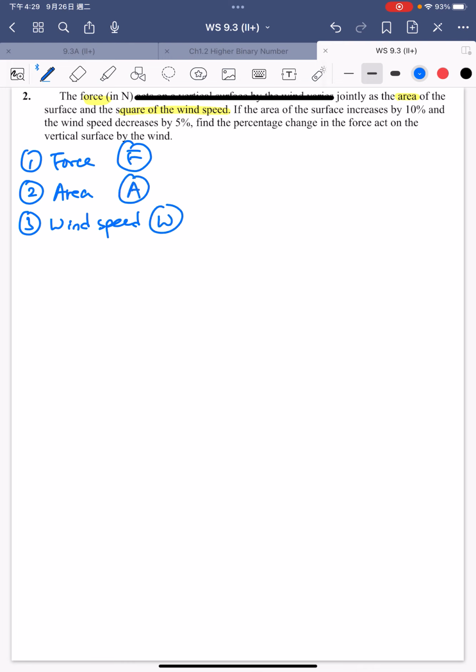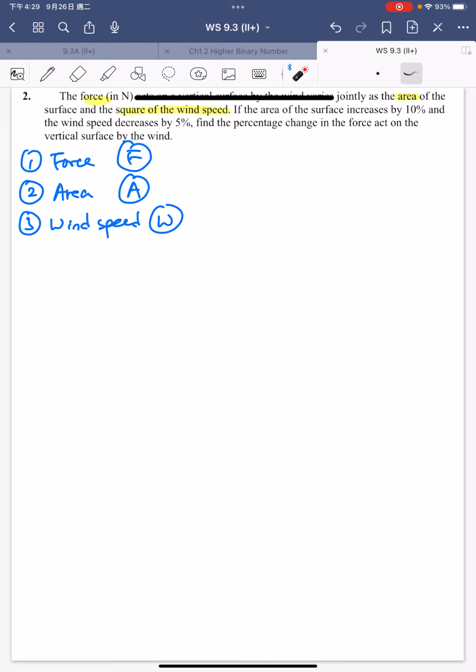So the force varies jointly as the area and the square of the wind speed. Now we have three variables. The first variable is the force, the second one is the area, and the third one is the wind speed. So we can take F as our force, use A as our area, and maybe use W for our wind speed.